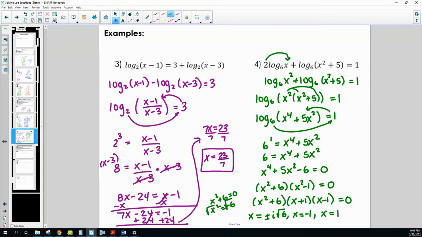Now we have to check them for extraneous solutions. So again, we're going to go to the original equation. I can't plug in an imaginary number because it's not real. So these are extraneous. If I plug in a negative 1, I can see that this is going to be a negative argument. So that is also extraneous. If I plug in positive 1, that is a positive. This is also a positive. So this is the only answer that we can use.